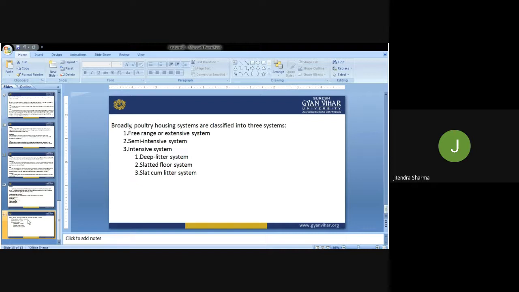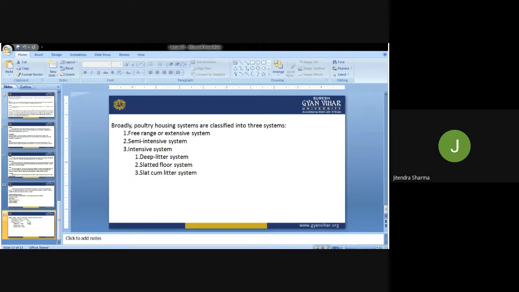Otherwise, the whole day these birds are traveling here and there, and whatever insect pests or natural things are available in the environment, they are consuming. That is what we call the semi-intensive system.